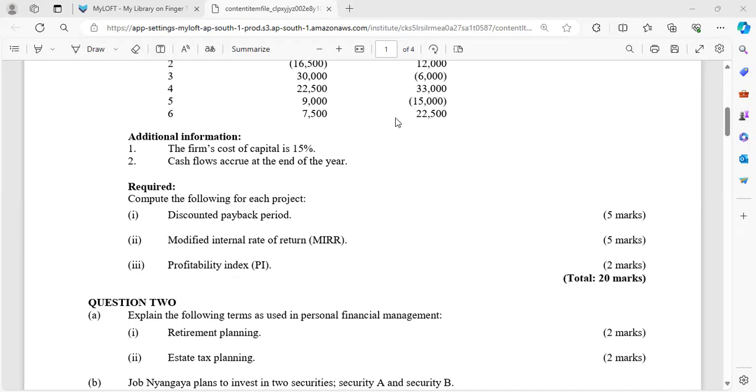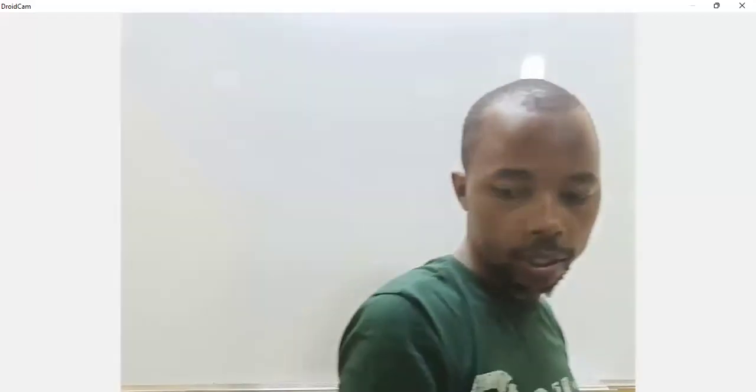Just give me 1 minute, please. So the first requirement of the question is asking us to compute the discounted payback period. If we recall from our notes, how did we define the discounted payback period? Let me share my board here very quickly.